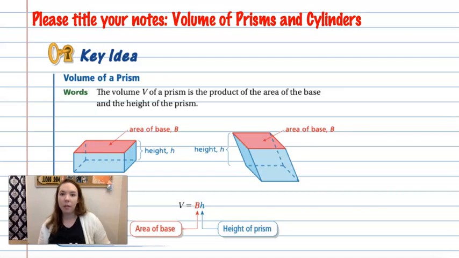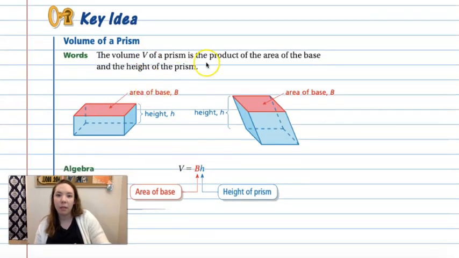All right, today we are talking about prisms and cylinders still, but instead of surface area, today we're going to look at volume of these same figures. So here it says the volume V of a prism is the product of the area of the base and the height of the prism.